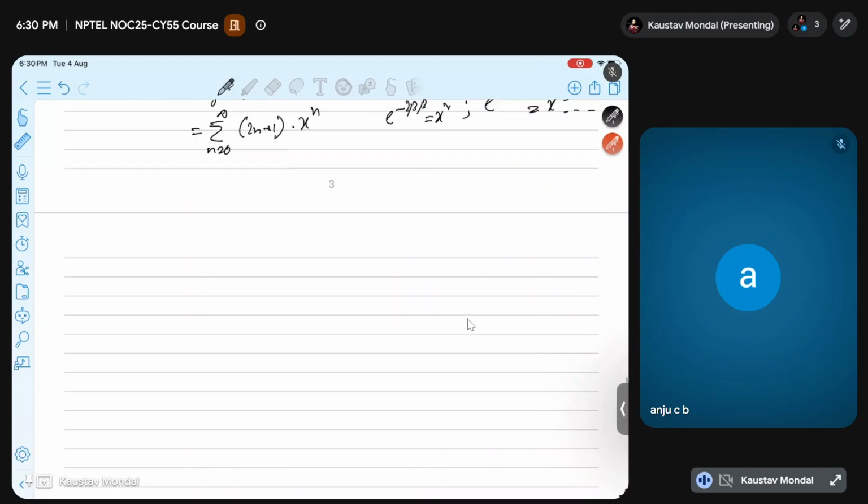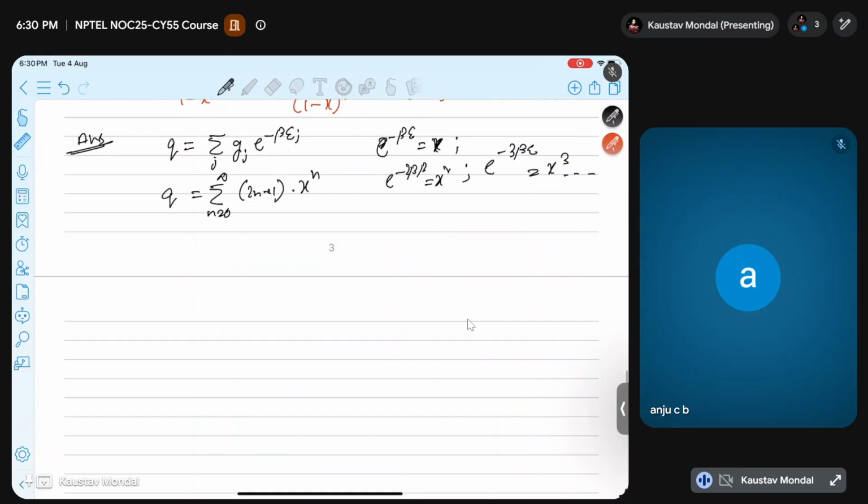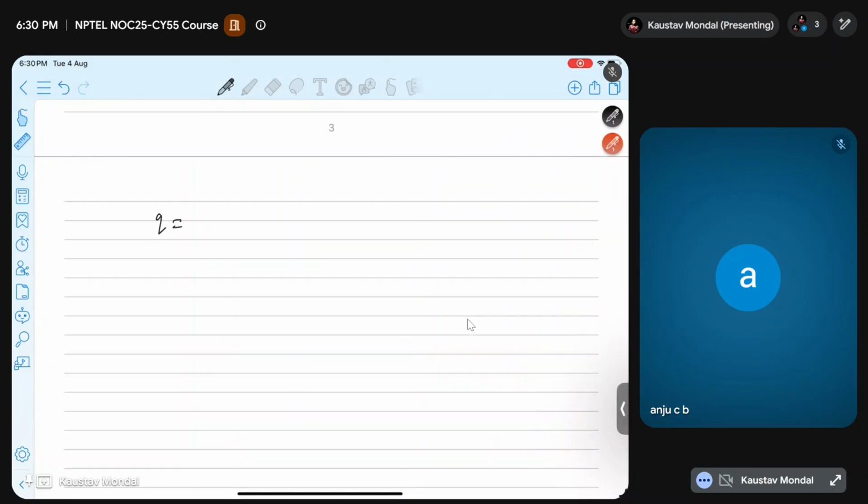Yeah, so that means the partition function Q is basically 2 times the summation over n of n x to the power n, plus the summation over n of x to the power n. Right? So as you can see, there are two summations. The second summation is easy.